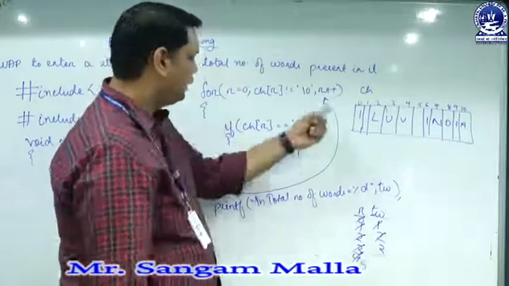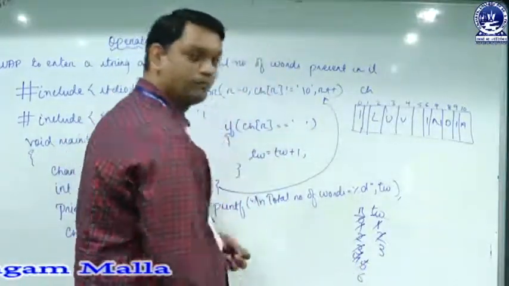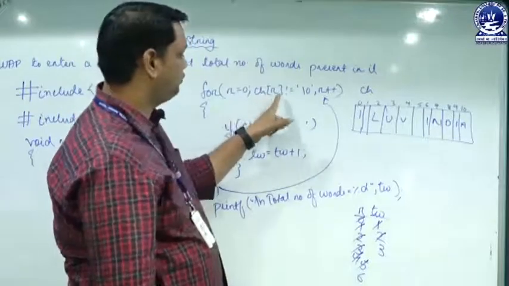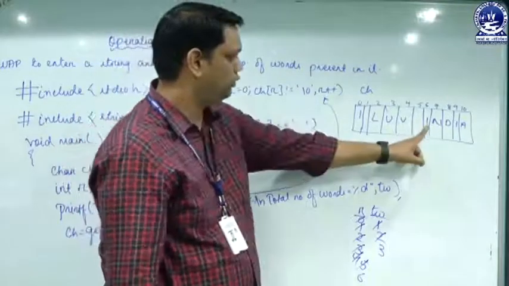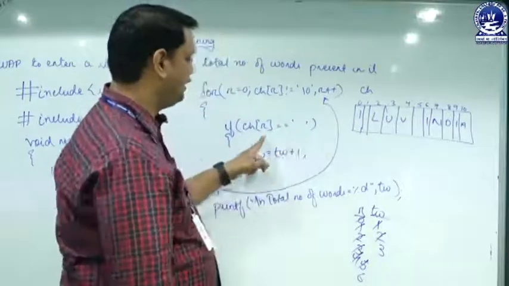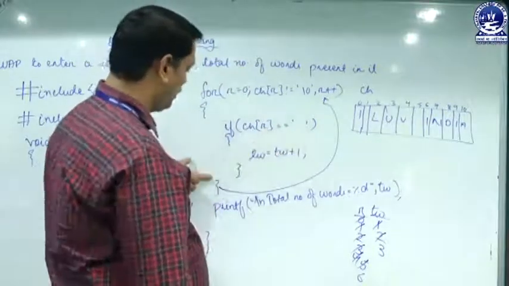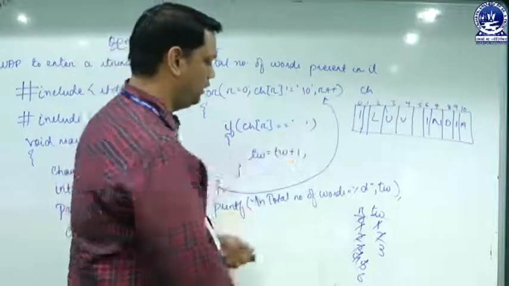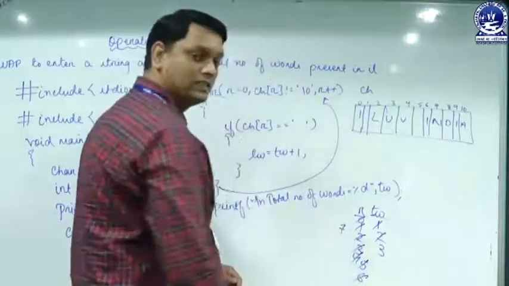It will come over here. R plus plus, r value becomes 6. So ch of 6 is not equal to \0? No, I is not equal to \0. I is equal to space? No, it will not enter over here. Again it will come to this one. R plus plus, r value will be 7 now.